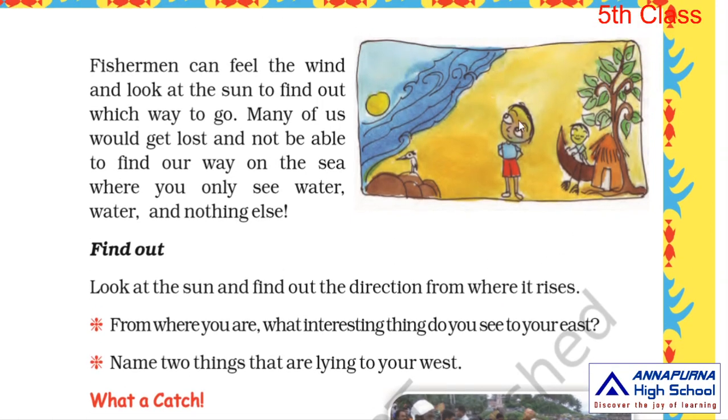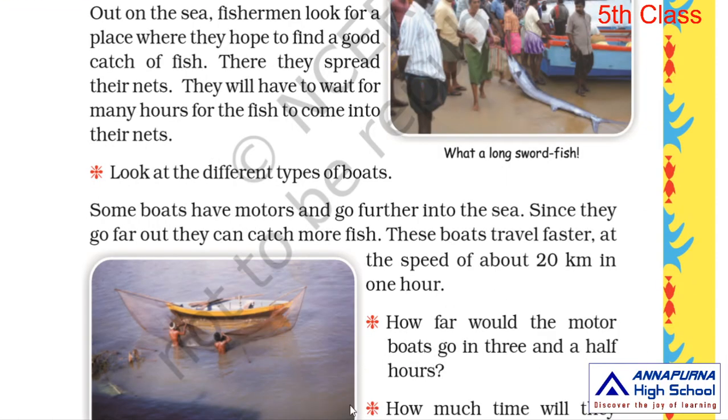So just imagine this is you, and you are looking at the sun, where it rises. The question is, what interesting thing do you see to your east when you stand here in front of the sun? Generally the sun rises in the east. You can observe that the sun rises in the east.